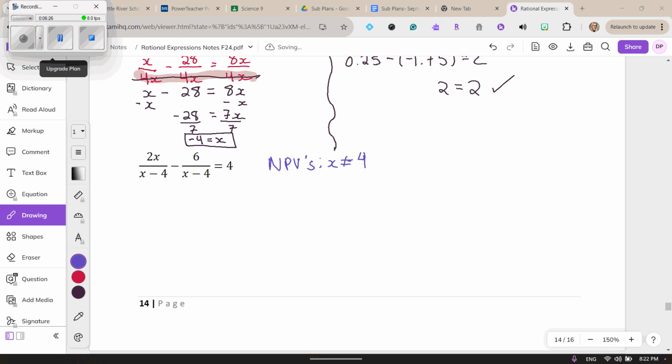My common denominator for this question is going to be x minus 4. Now, the left-hand side of the equation already has x minus 4 as my denominator. I only need to create an x minus 4 on the right-hand side. So I'm going to multiply 4 by x minus 4 on the top and on the bottom.